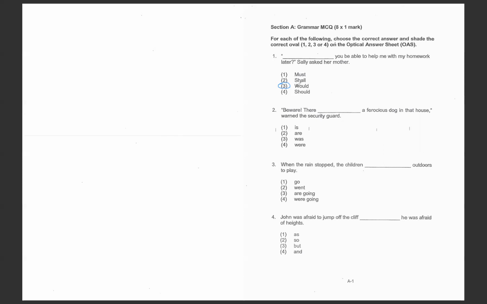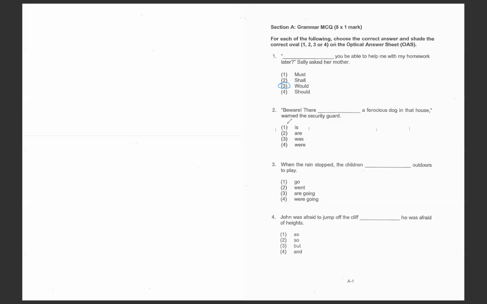Now, would in this case is the correct answer. Would you means Sally is giving the mother an option, for the mother to say, can you help me with my homework or not? So it's would you be able to help me? She's asking in a very courteous manner. Okay, so would.